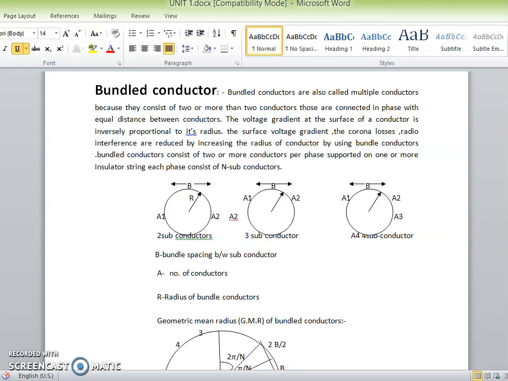Bundle conductor consists of two or more conductors per phase supported by one or more insulator string. Each phase consists of n subconductors. There are three types of bundle conductor. For example, we draw here 2 subconductors, 3 subconductors, 4 subconductors. We have the radius r. b is the bundle spacing between subconductors. n is the number of conductors: 2, 3, 4. R is the radius of bundle conductor.